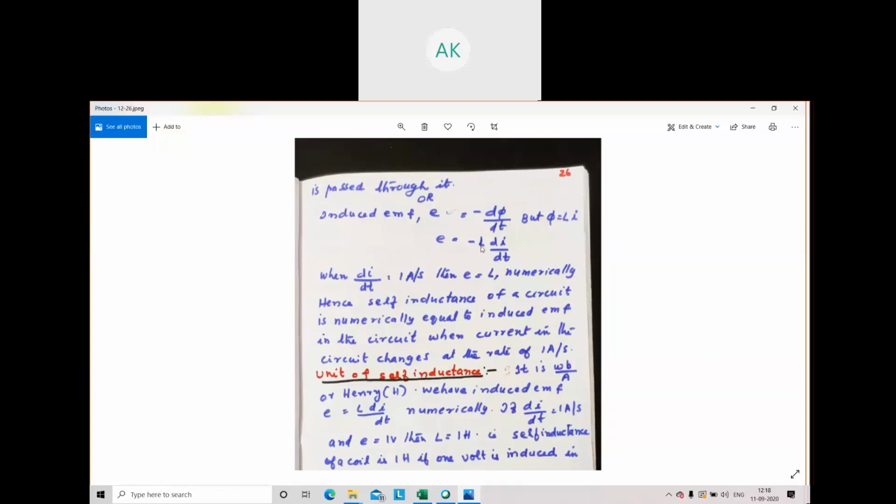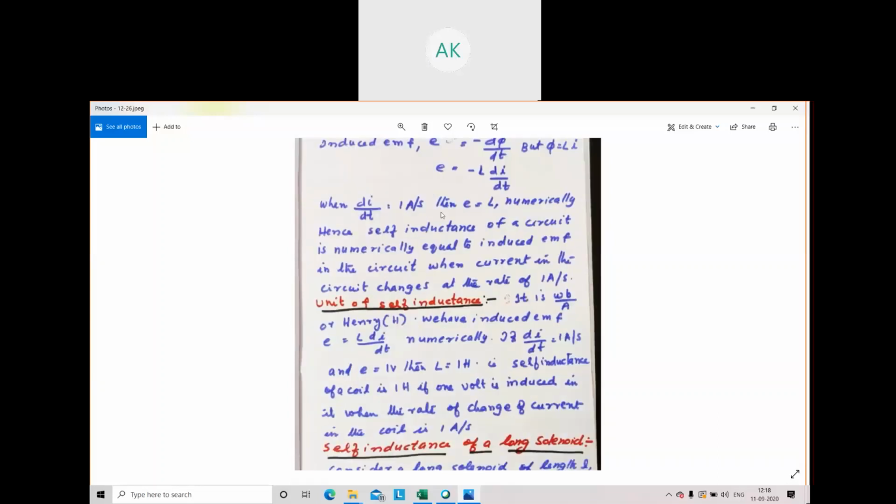So, here also you can define self-inductance when di by dt is 1 ampere per second, current per time. When the rate of change of current is 1 ampere per second, the EMF induced will be equal to the self-inductance. Self-inductance is also equal to the EMF induced when the current changes in the coil at the rate of 1 ampere per second. So, that is another definition for self-inductance. Two definitions we have studied now.